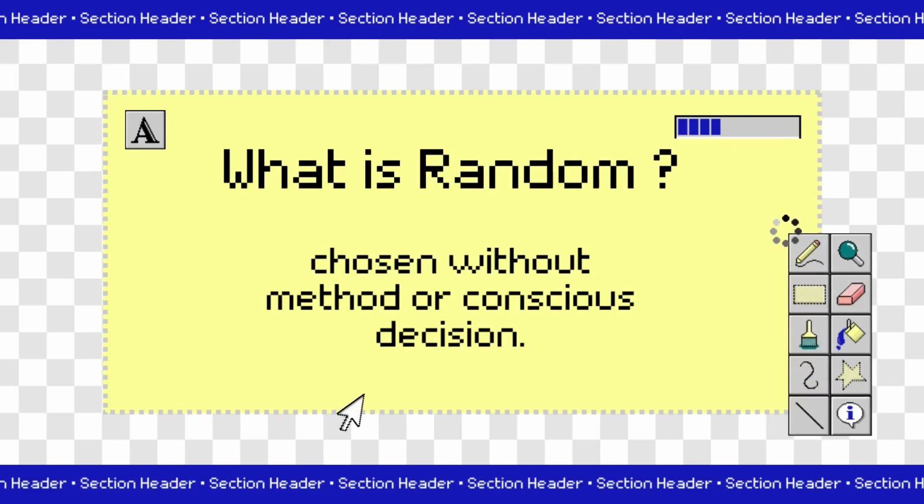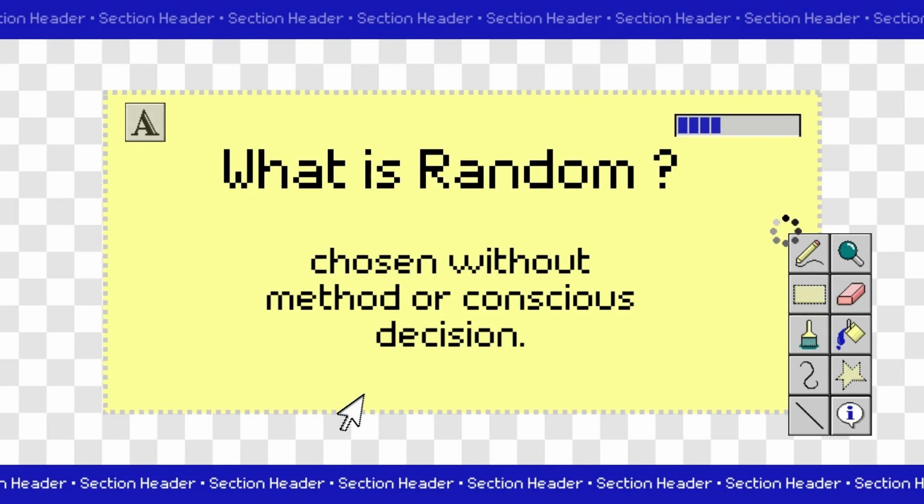Now, let us know what is random. So random means chosen without method or conscious decision. For example, picking a student in a classroom. When you pick a student, you are not specifying which student it is. And that is an example of a random. Why? Because you are picking a student without conscious decision.